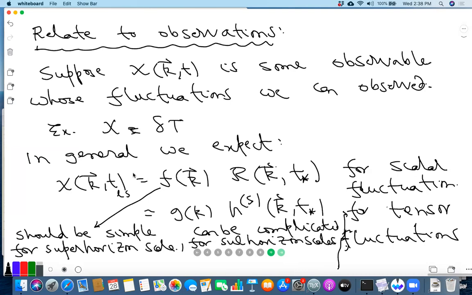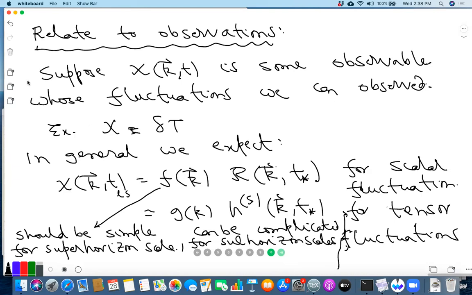So this will be one thing that we want to analyze. We'll try to analyze f of k, and also g of k, both for super horizon scale, in which it's supposed to be simple, but also for the sub-horizon scale, because we will see that a lot of the data refers to sub-horizon scale fluctuations, and there are interesting patterns over there that we'll find.